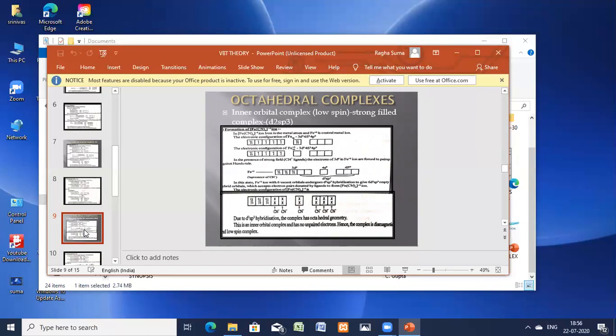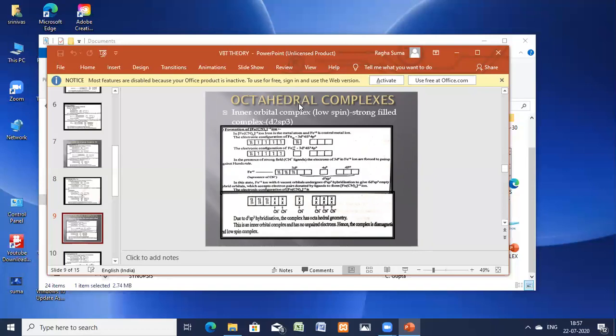Generally, an octahedral complex is nothing but ML6. Ligands number is 6, so the coordination number is 6. That complex will be an octahedral complex. This octahedral complex can form two types of complexes: one is the inner orbital complex and the other one is the outer orbital complex.